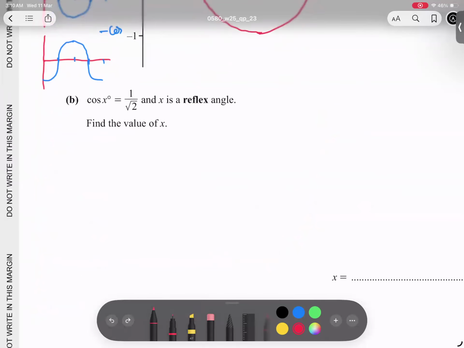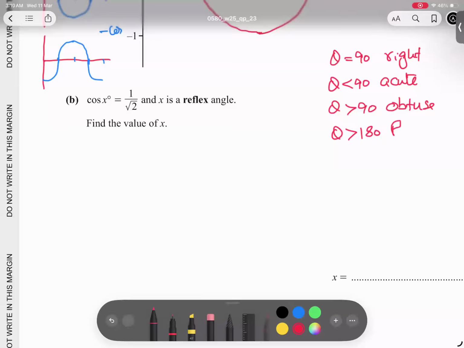What is reflex angle? I just tell you, if theta is equal to 90, it is called right angle. If theta is less than 90, it is called acute angle. If theta is more than 90, it is called obtuse angle. If theta is more than 180, it is called reflex angle. So it means how to get it.